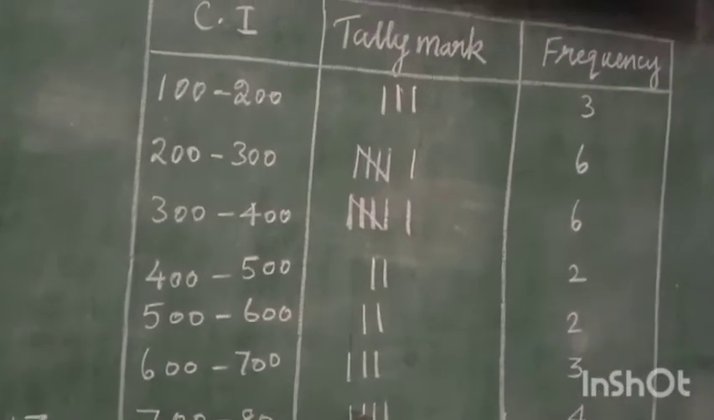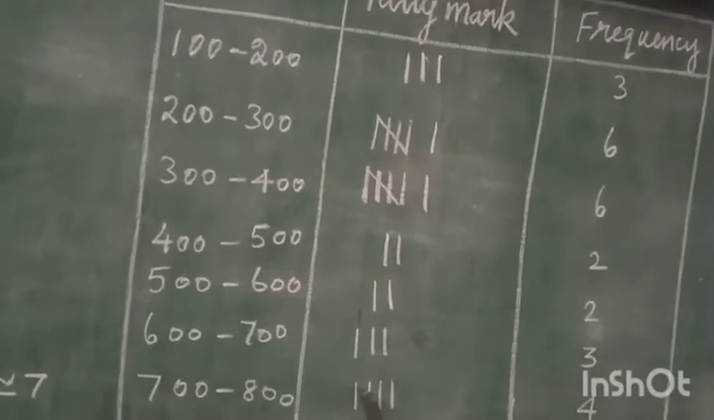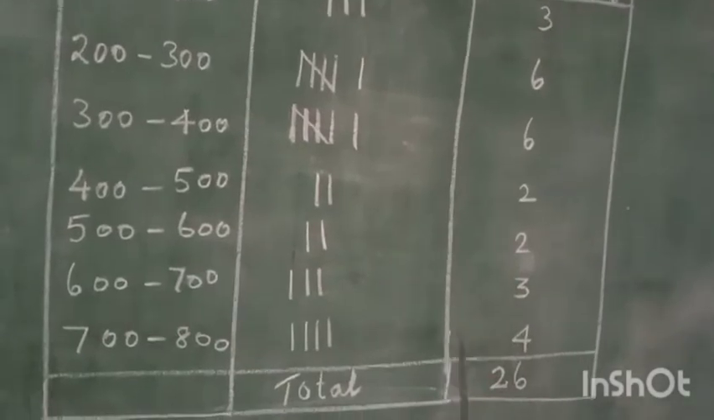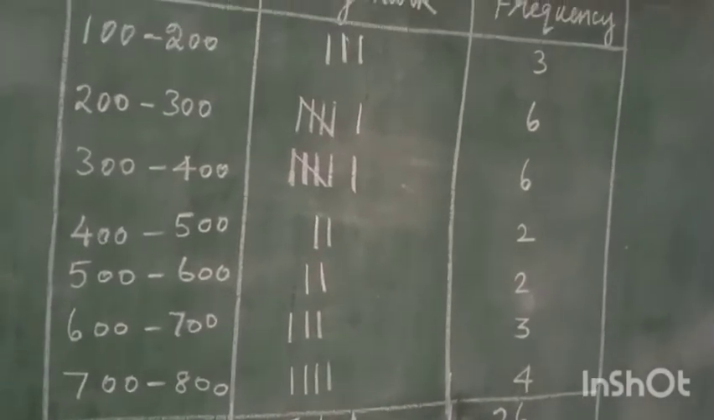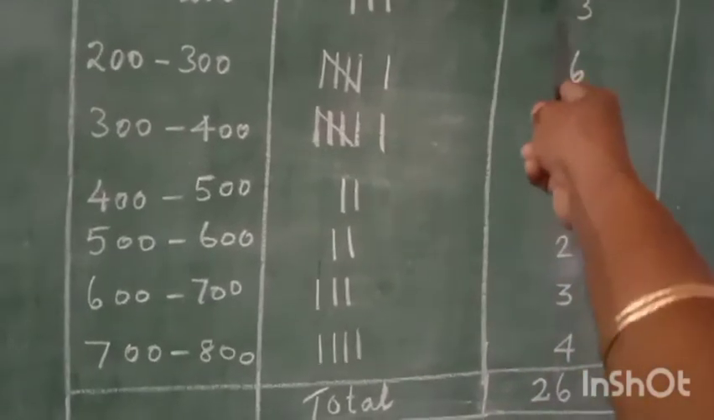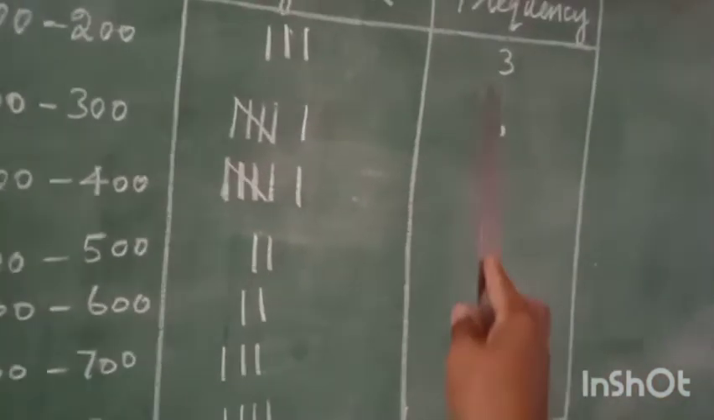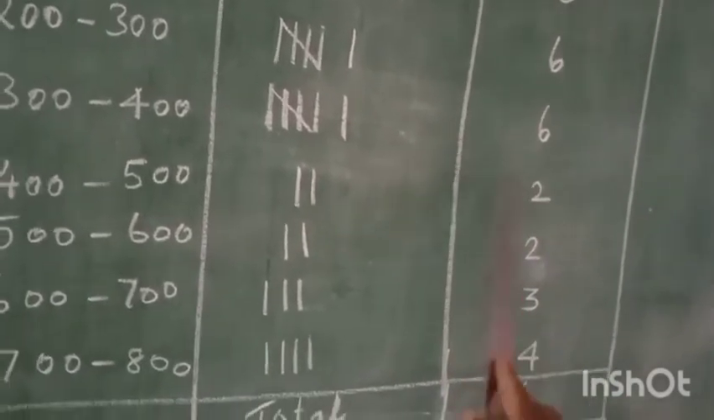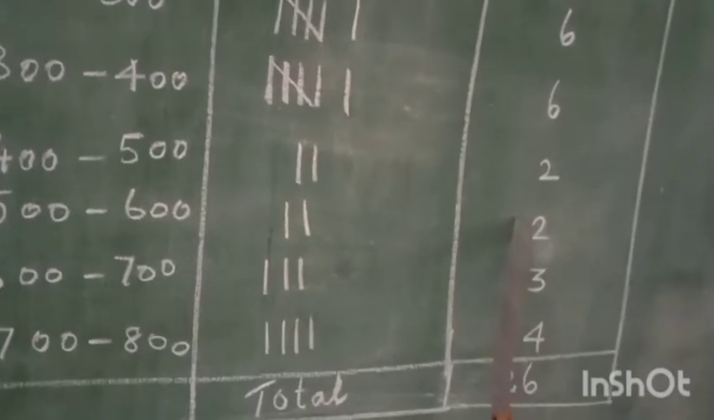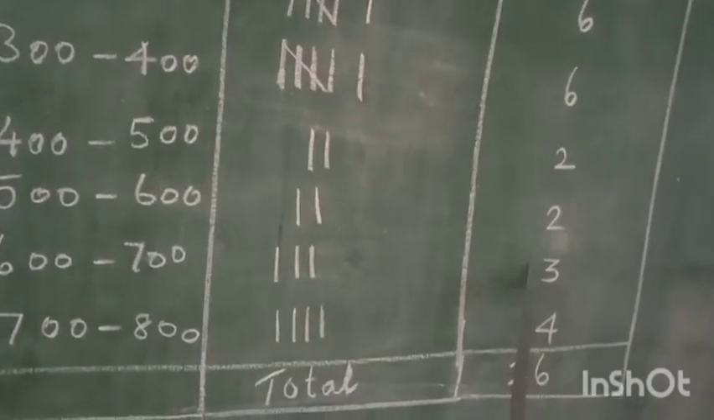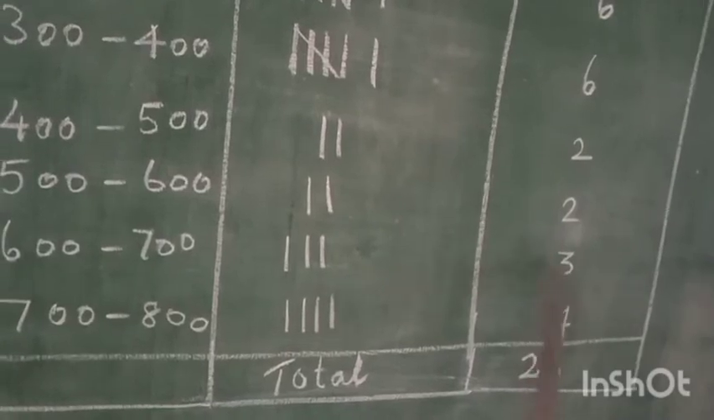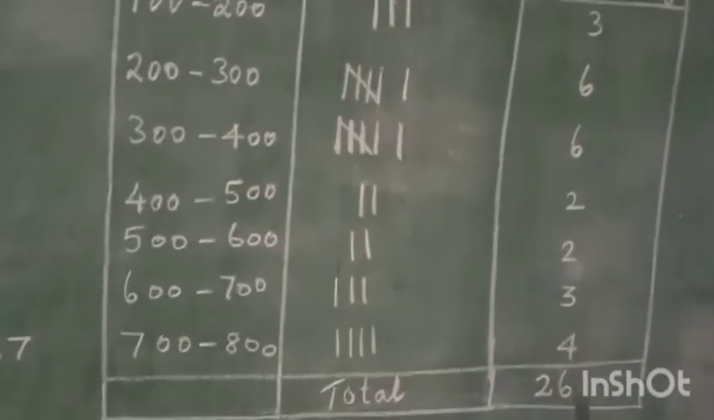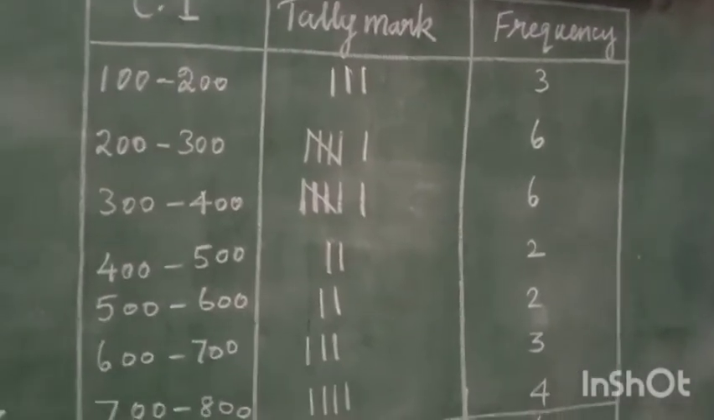So what is the total given in the question? The data is collected from 26 houses, so the total should be 26. If our solution is correct we get 26; otherwise we have to check the solution once again. Add the values: 3 plus 6 is 9, 9 plus 6 is 15, 15 plus 2 is 17, 17 plus 2 is 19, 19 plus 3 is 22, 22 plus 4 is 26. So the total is 26. This is the grouped frequency distribution.